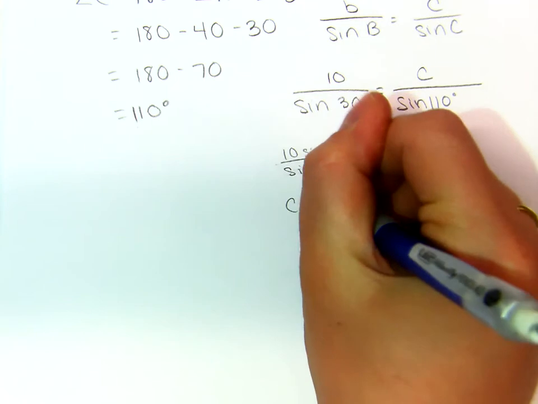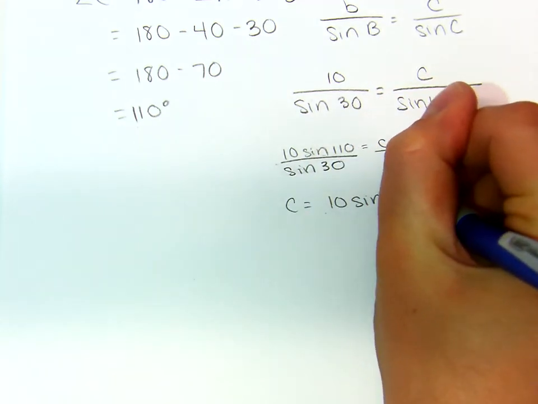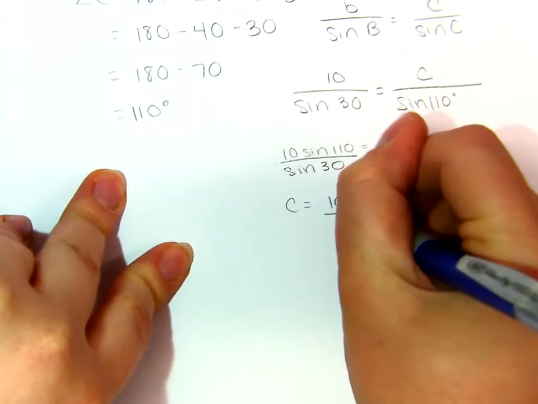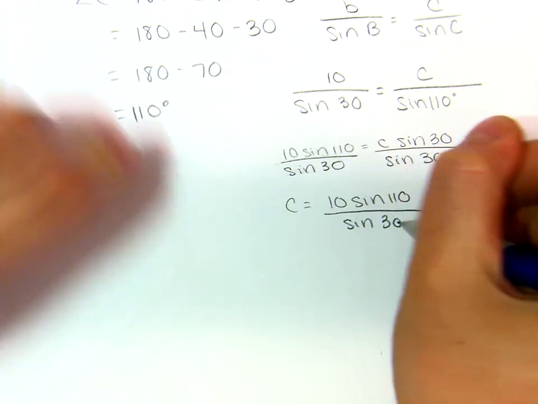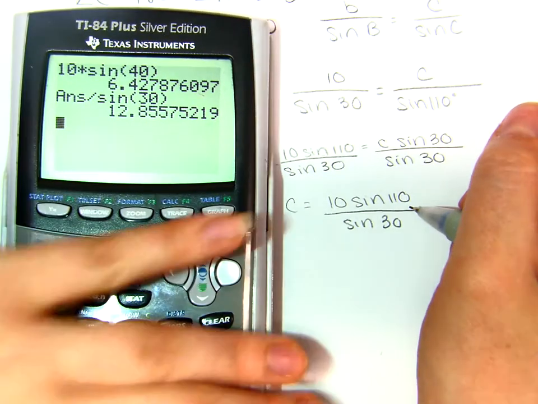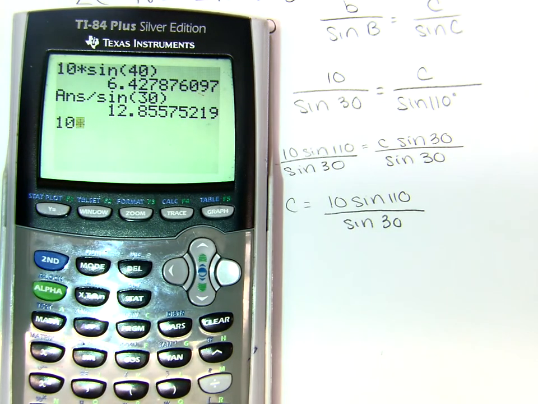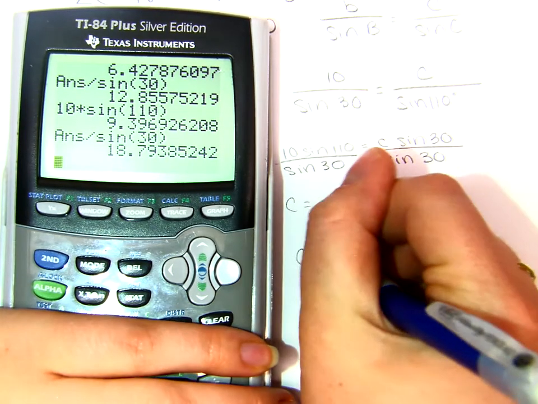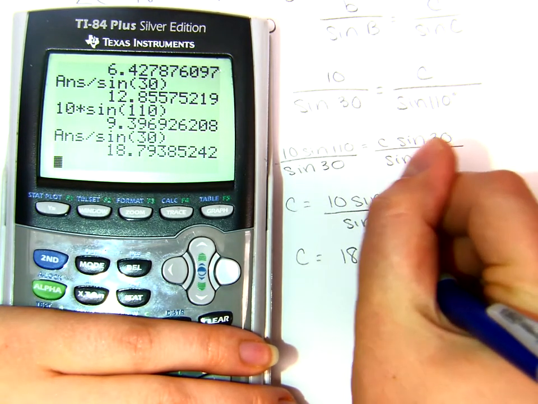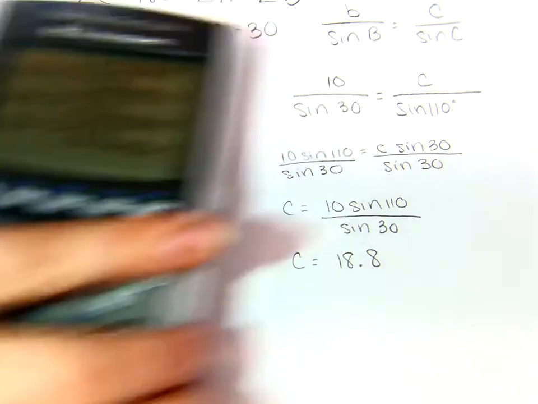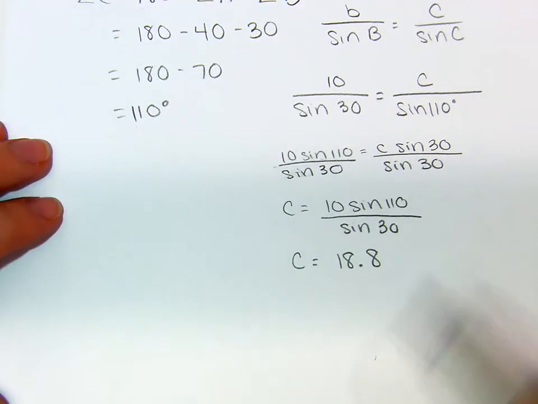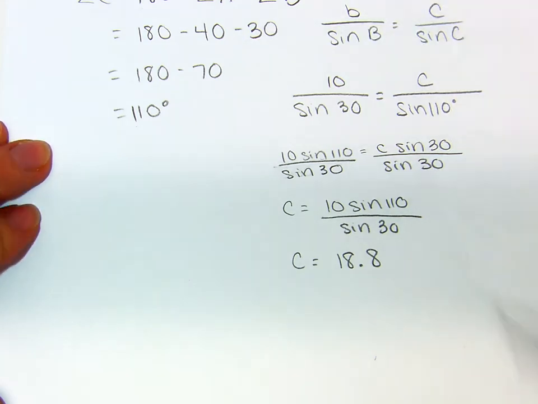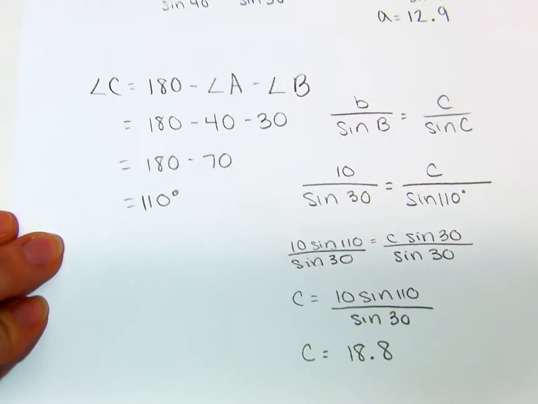So I'd get C is equal to 10 times the sine of 110 divided by the sine of 30. Again, I could type that into my calculator. So 10 times the sine of 110 divided by the sine of 30. And you get side C is equal to 18.8 if I rounded to the nearest tenth. So that's solving for the triangle. You know both your A's, both your B's, and both your C's after you solve for that.